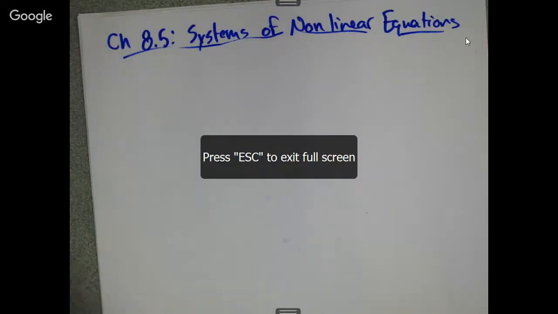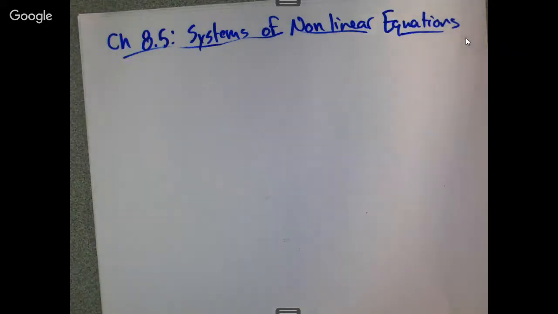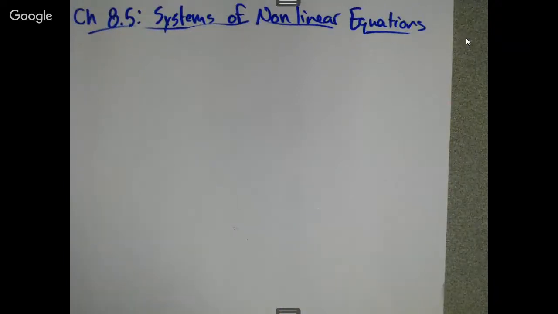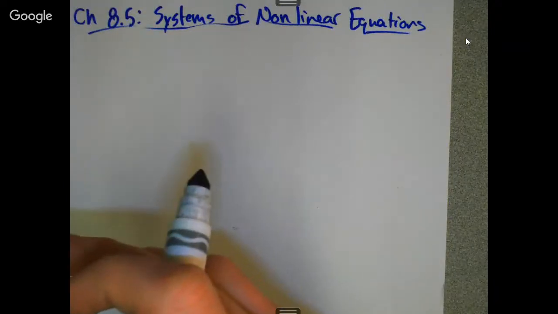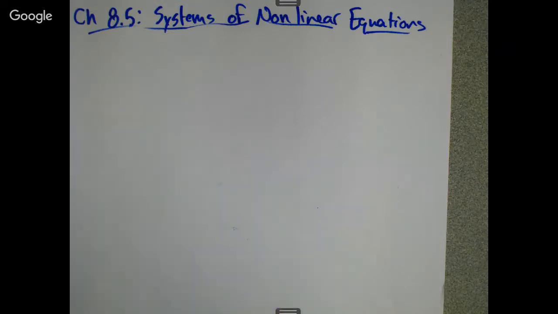We're going to talk about chapter 8.5, which is about systems of nonlinear equations. A system of nonlinear equations is just any system that has an equation that is not linear. One of them can be a line, but not all of the equations can be linear. Specifically, our equations are going to have a circle or an ellipse or a parabola.